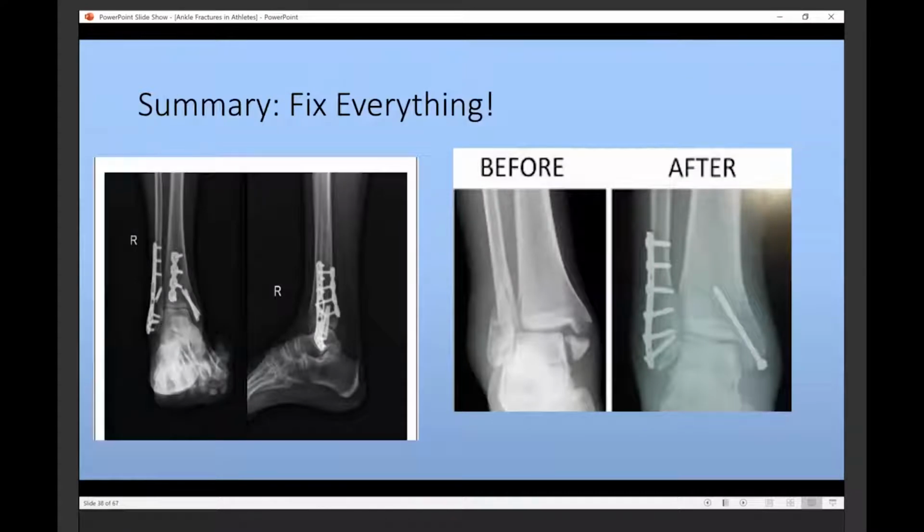So in summary, fix everything, especially posterior. I think it really helps your reduction. And I think that is sort of what we've been focused on at our institution in treatment of these ankle fractures, is going posterior and trying to fix that.